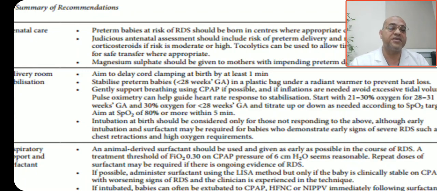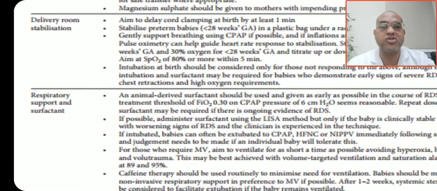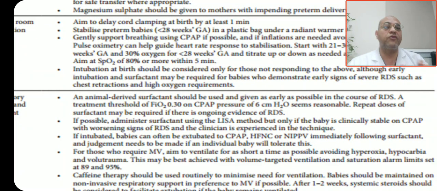Then after you intubate the patient, you have to transfer to the NICU. In the NICU, with respiratory support and surfactant, this is the time for surfactant. Surfactant will be animal-derived surfactant. When to give the surfactant? Once you intubate the patient, or if the baby has severe RDS, oxygen requirement more than 30%, and the patient is on CPAP 6 centimeter water, I have to give the first dose of surfactant. Once the patient is intubated, you have to give the surfactant, or if the patient requires more than 30% oxygen, you give the first dose of surfactant.